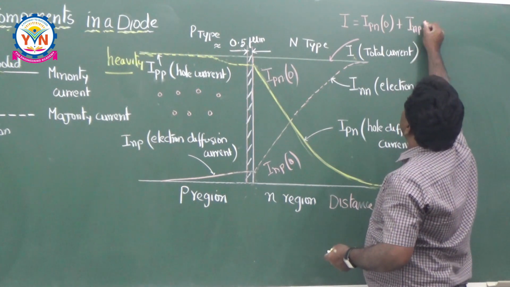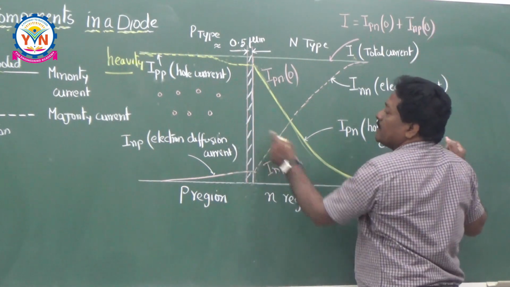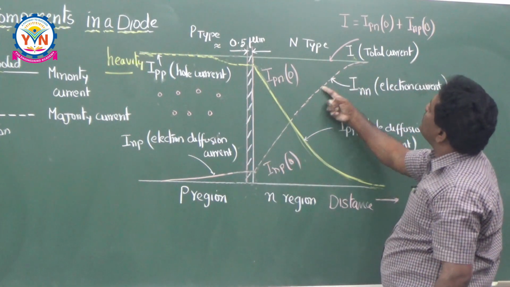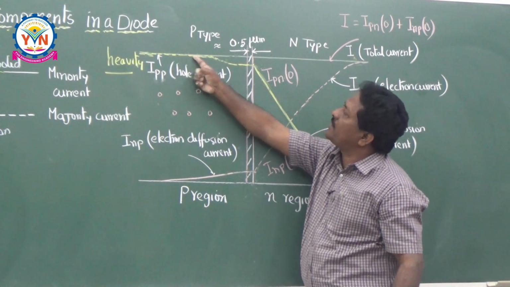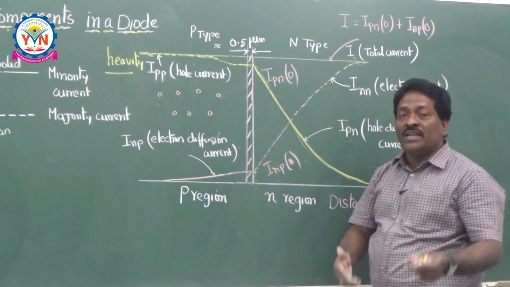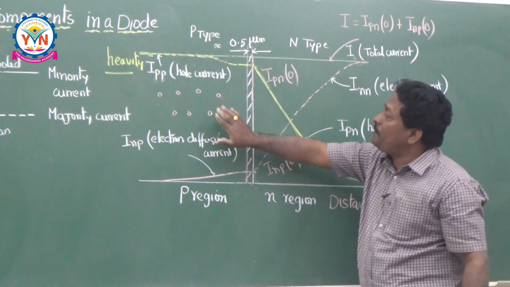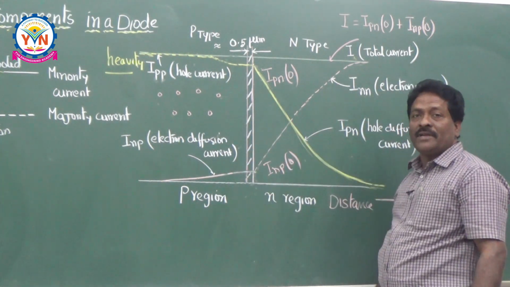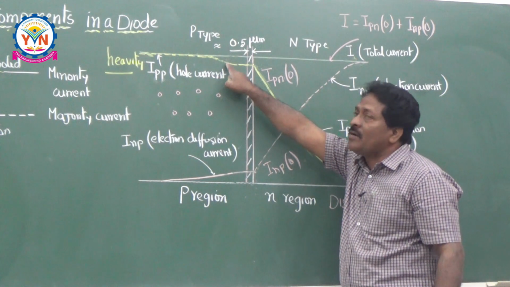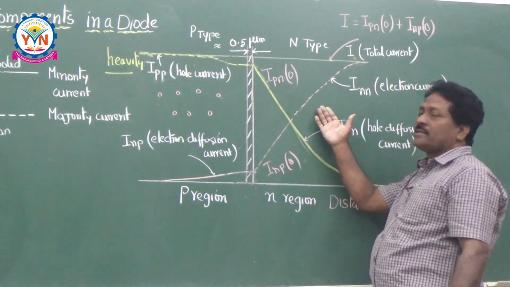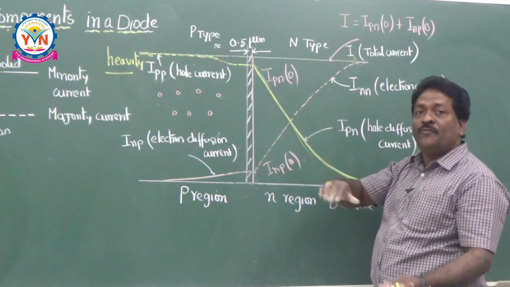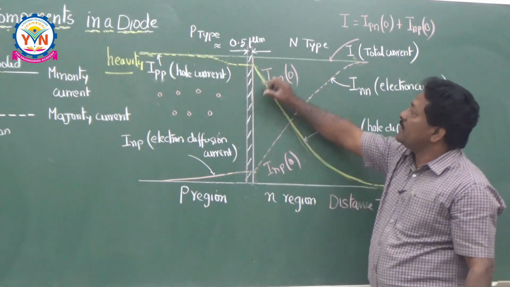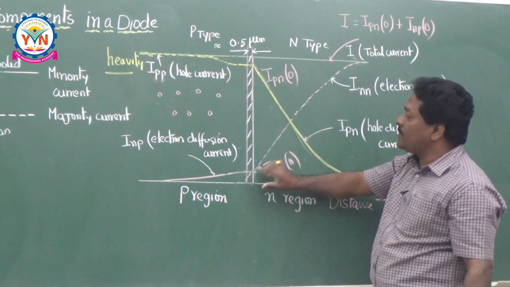So both are diffusion currents. One is from P to N and the other one is N to P. But remember, this current is very small compared to this whole diffusion current here. Because initially we assumed that your P-type semiconductor is heavily doped compared to your N-type semiconductor. That's why this current is dominating compared to this. So whatever it may be, if you want to find the total current in a diode, you have to calculate this IPN of 0 and INP of 0.